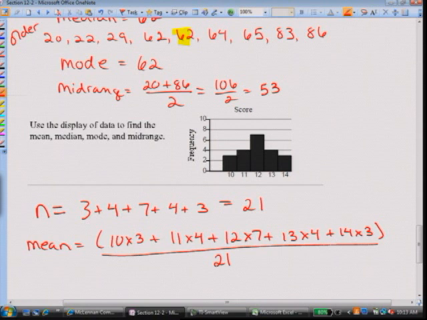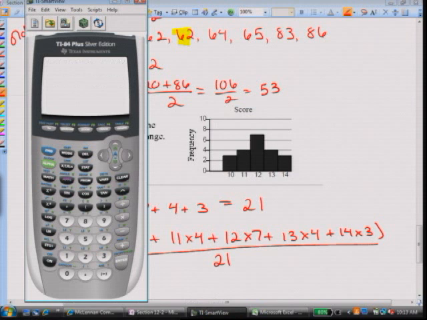So I come in here and I can just type this into the calculator, parentheses. So we did 10 times 3 plus 11 times 4 plus 12 times 7 plus 13 times 4 plus 14 times 3, close parentheses, divide by 21. And I got 12. Okay?